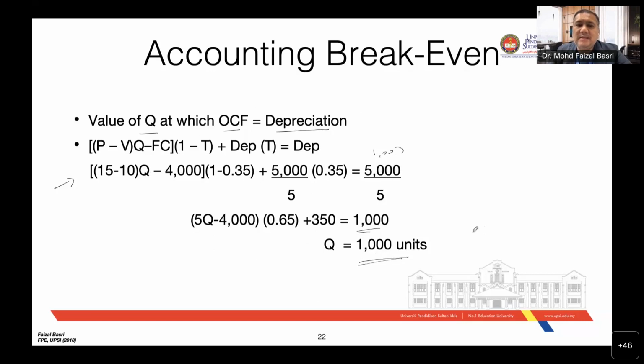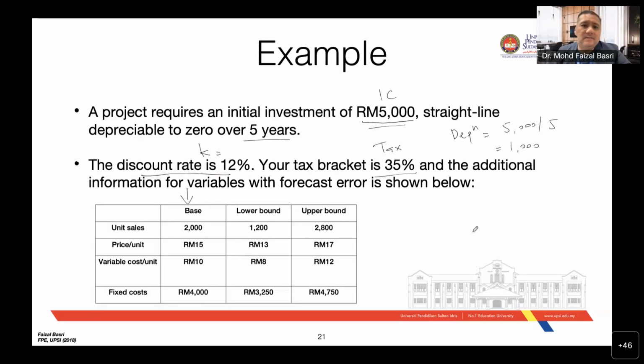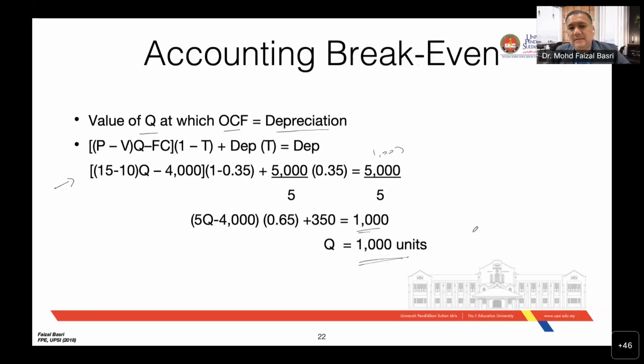So what does it mean? In order to achieve accounting break-even, this company needs to sell 1,000 units of the product. Okay, so this is based on accounting break-even.